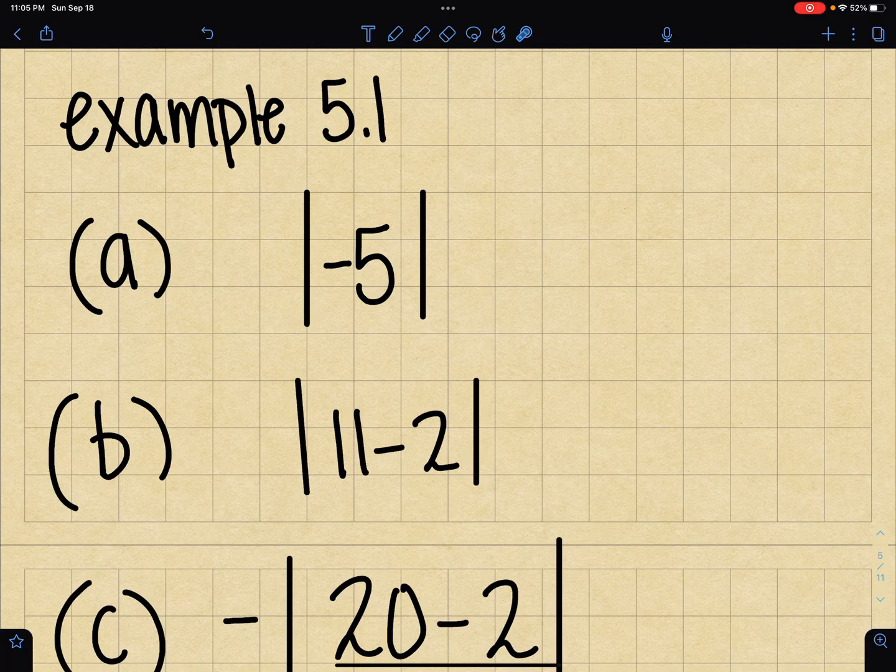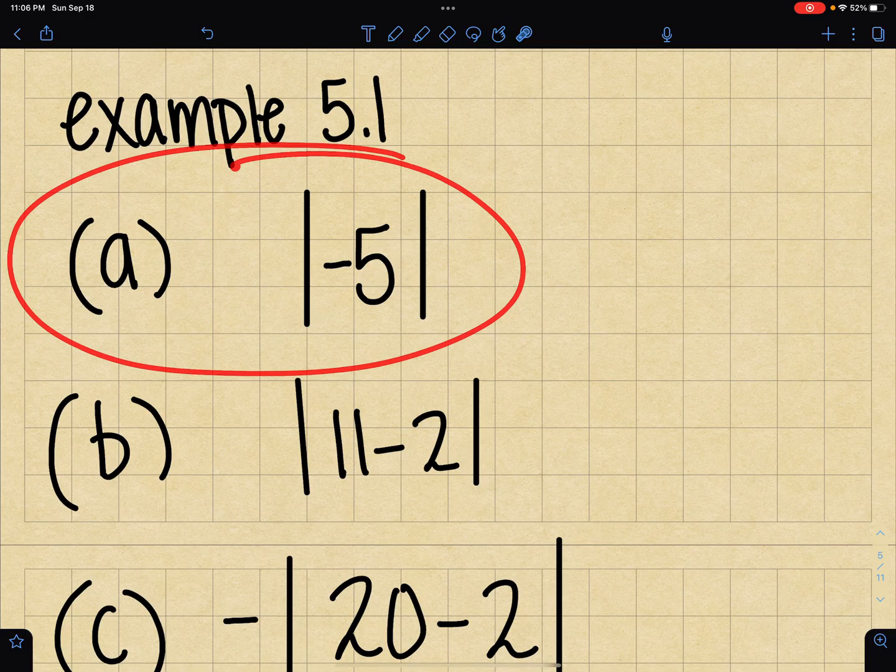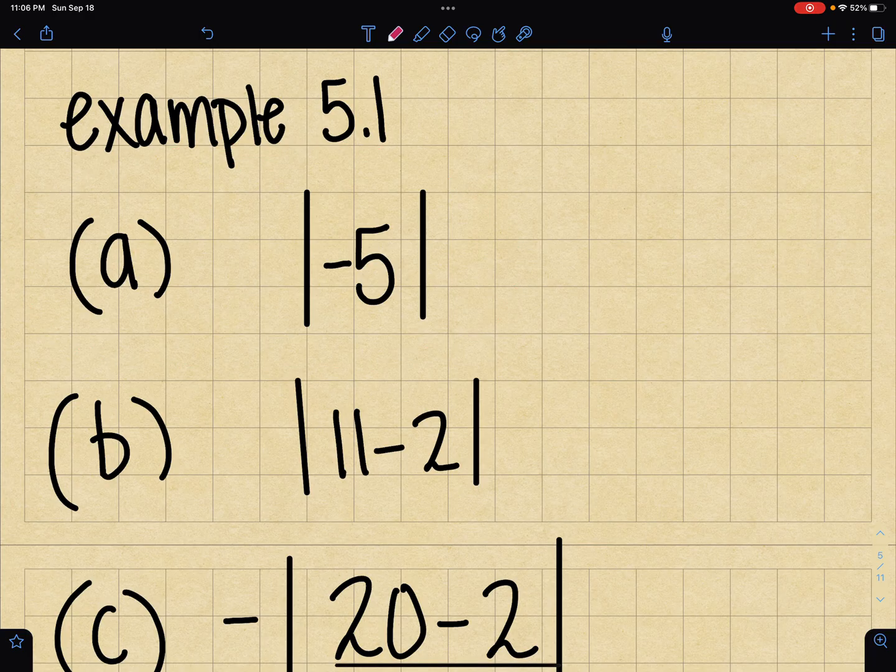so try and pay attention. First for A, they want to know the absolute value of -5. So the absolute value of any non-zero number is the positive number. So it's just 5. That's all you have to write.